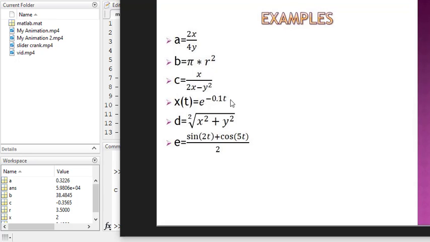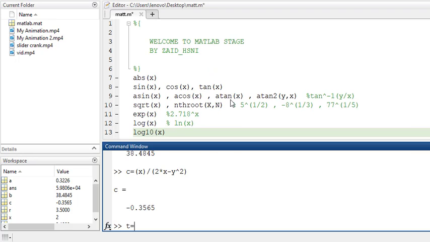Another example, k is equal to the exponential to the power minus 0.1 t. I have to define t here. Let t equal 1. So let's take another variable, k is equal to exp of minus 0.1 times t. Hit enter. Our result is 0.904.